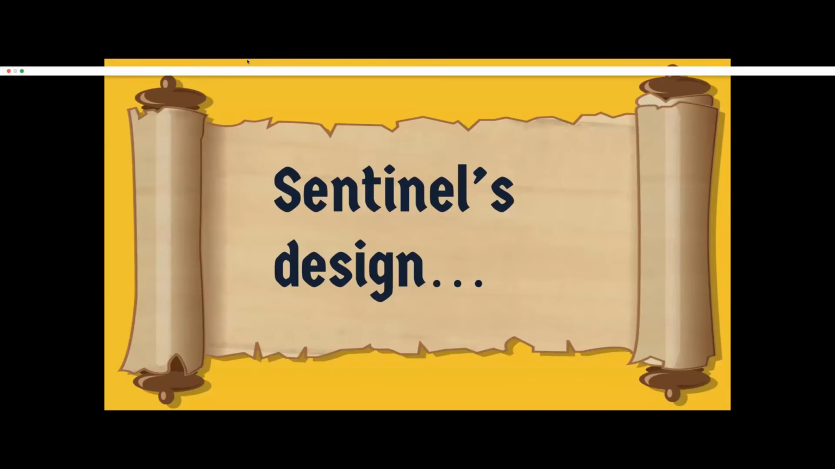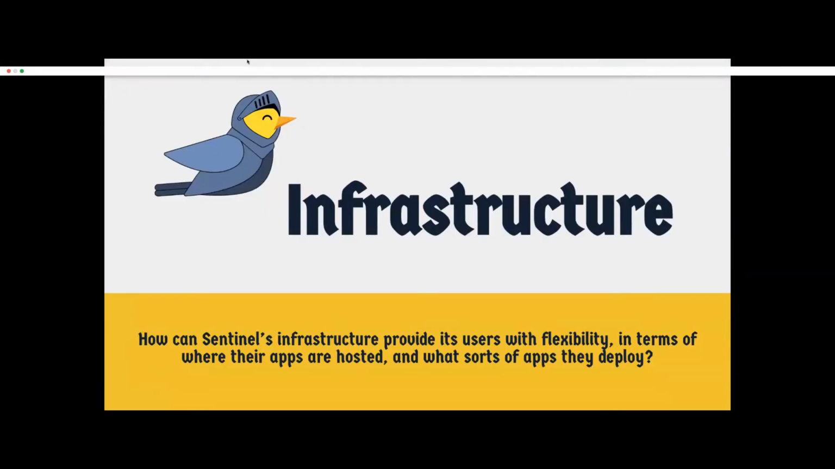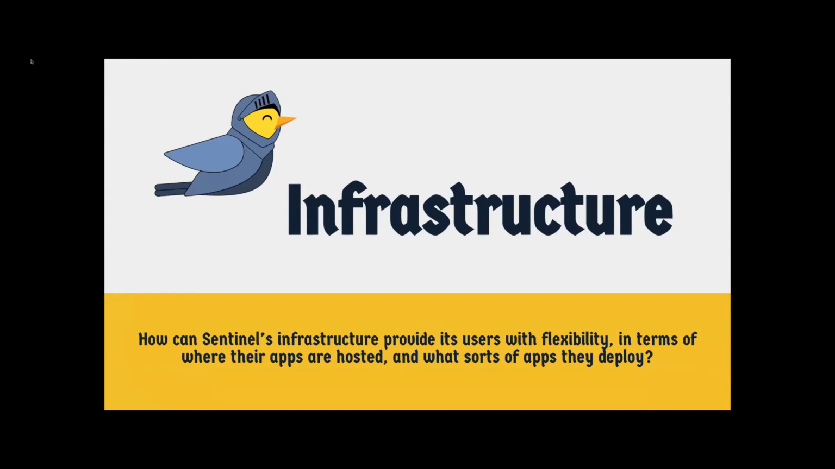All right. So the first stop on the Sentinel design tour is infrastructure. Sentinel takes care of the infrastructure necessary for hosting applications for the developers using our platform, which is a big part of what makes us a platform as a service. So when talking about Sentinel's infrastructure, we're essentially talking about the infrastructure we provide to our users. Since we wanted to be a very flexible platform, we had to consider this question: how can Sentinel's infrastructure provide its users with flexibility in terms of where their apps are hosted and what sorts of apps they deploy?